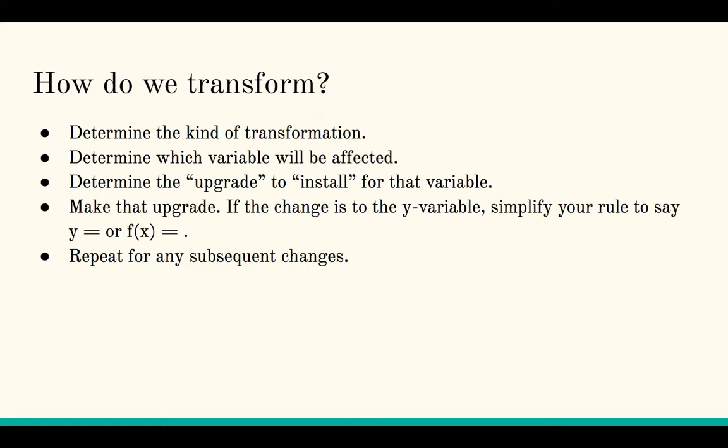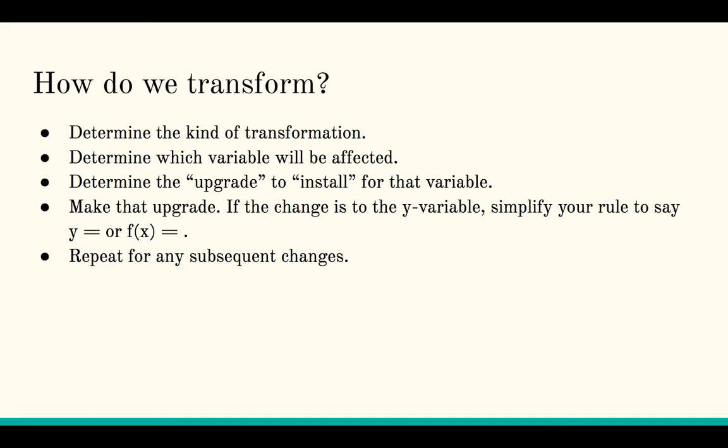So then what's the deal for how we do transformations? Well, the first thing you got to do is determine what kind. Are you translating, dilating, or reflecting? Then you got to decide who's going to be affected. Will it be the x or the y? Then you have to decide, well, what's the upgrade you need to install for that variable that will pull off the requested transformation? Once you have that, you make that upgrade. You remove that variable and put in its place the upgraded form.